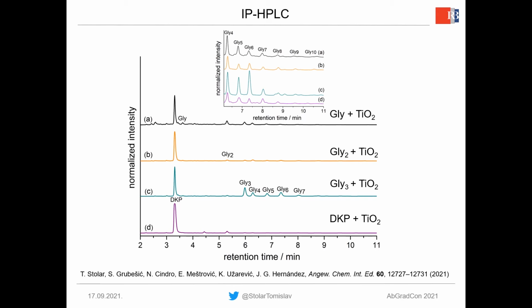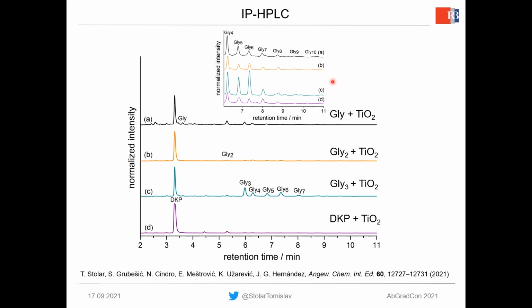In order to better understand the dynamics of mechanochemical peptide bond synthesis, we carried out reactions starting from dipeptide, tripeptide, and diketopiperazine. We can see on the chromatograms that for all these cases we observed the formation of odd and even numbers of oligomer length, meaning that the mechanochemical peptide bond formation is a dynamic process with simultaneous forming and breaking of peptide bonds.